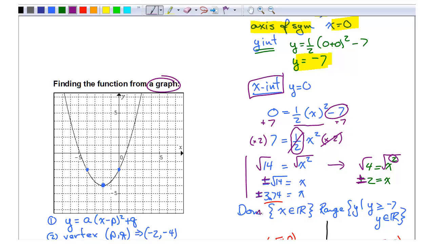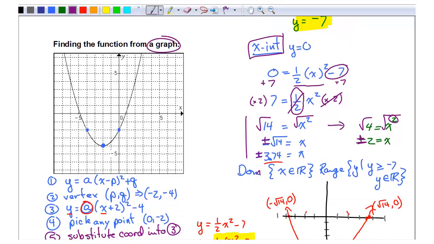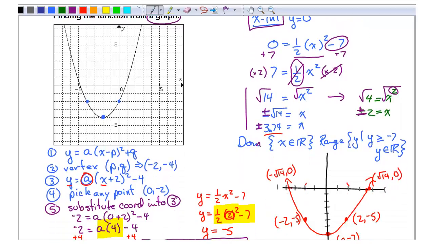Now, the domain. Like every parabola, the domain is all x's that belong to the set of real numbers. That's pretty standard for any of the parabolas we're going to see. And the range, also fairly standard, is all the y's such that y is greater than or equal to the y-coordinate of the vertex, negative 7. Greater than or equal to because it opens up.